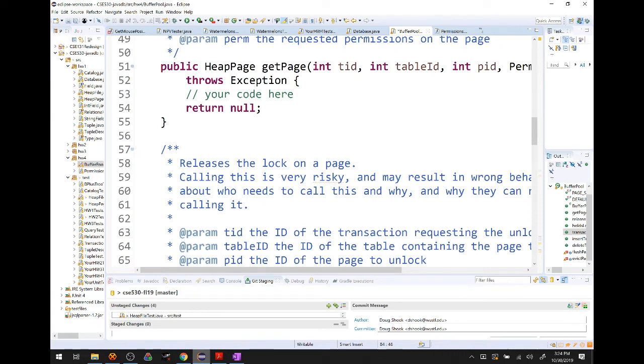Before we switch over to unit tests, does anybody have any questions about the basics that we've gone over so far about the assignment? We've got about 25 minutes left, which we're going to use to talk about unit testing. So let's switch over and do that.